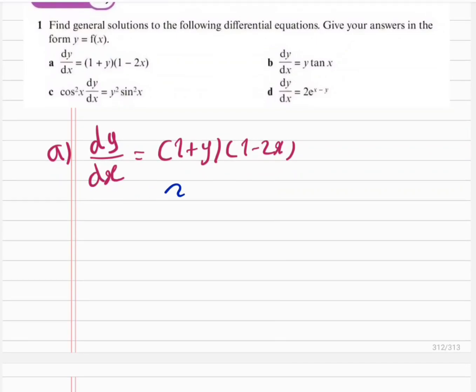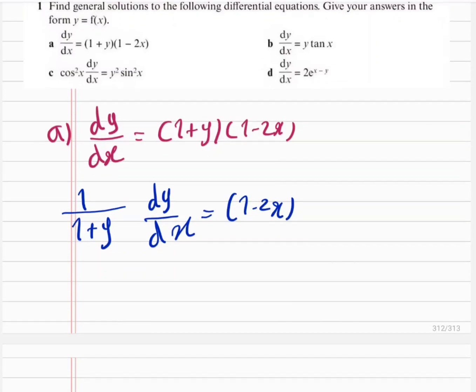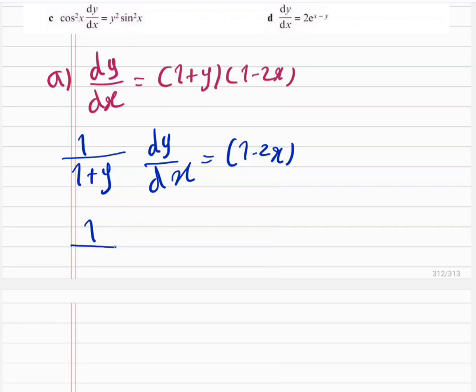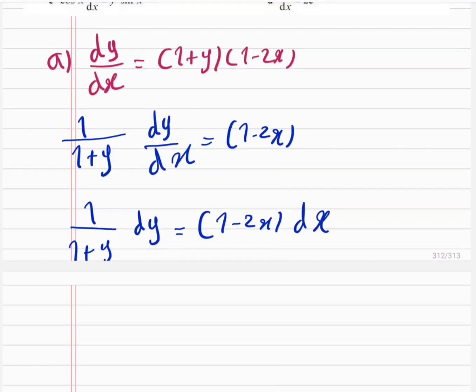So in this case, let's divide both sides of the equation by 1 + y, so that we'll have this y term on the left hand side. So this becomes 1/(1 + y) dy/dx = 1 − 2x. And now we multiply both sides of the equation by dx, and that becomes 1/(1 + y) dy = (1 − 2x) dx. As you can see, this is just a simple rearranging exercise.